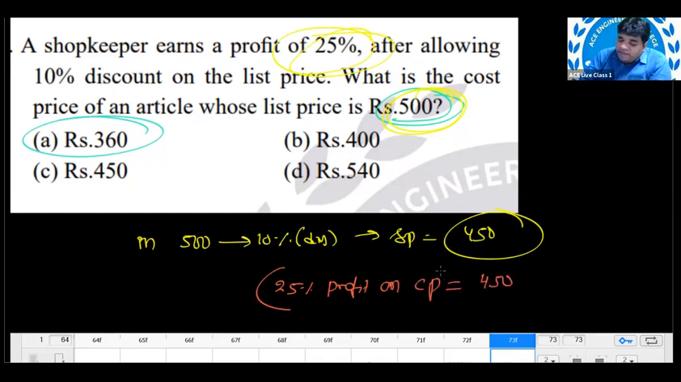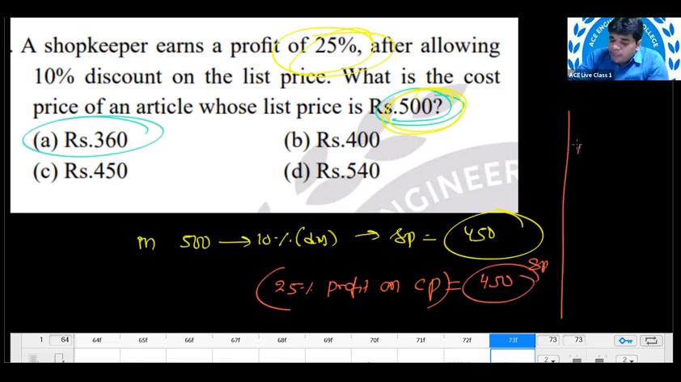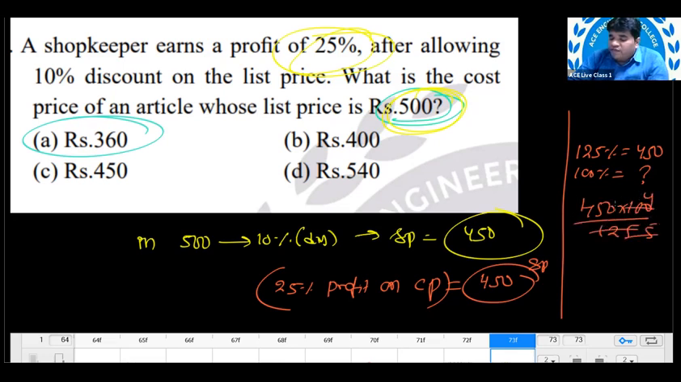Okay, this is the selling price. So 25% profit on the cost price, after that it is the selling price. So this 450 is equal to how much rupees then? 125% is equal to 450. I want 100%. What is the value? So 450 into 100 by 125. 125: 25 4s, 25 5s, 5 9s. So 90 is 360 rupees. Are you getting now?